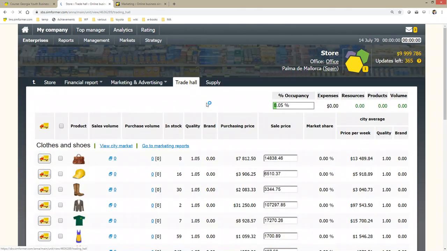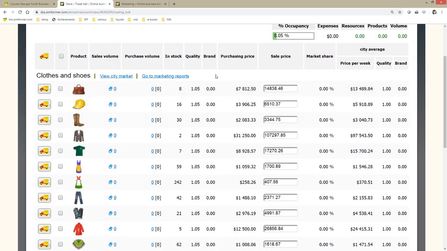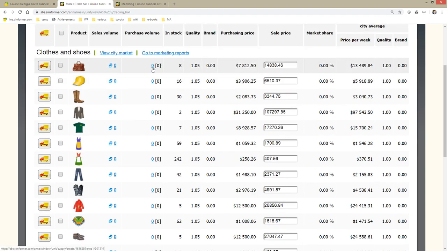And the final essential part is the trading hall. This is where your goods are, and this is what essentially you have to work with. Specifically, during today, you will need to buy and order goods in order for you to be able to sell them properly. Look, what you can see is the list of products as well as sales volume, and this is the history of sales volume when you will have them.